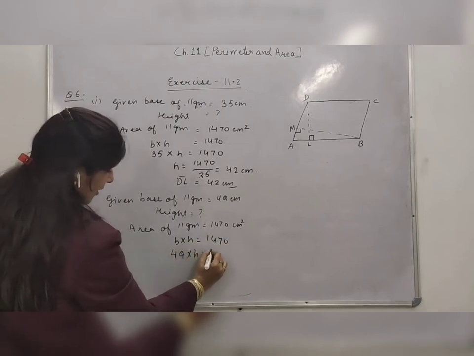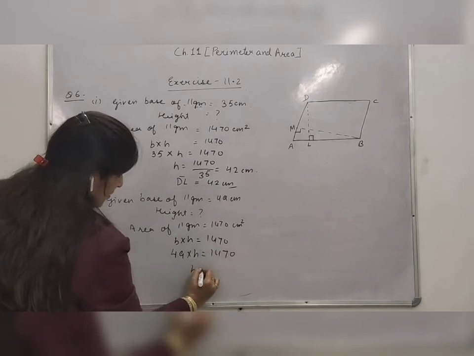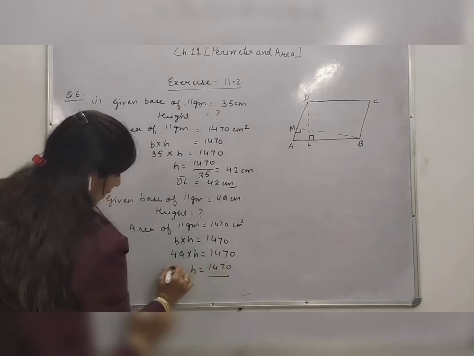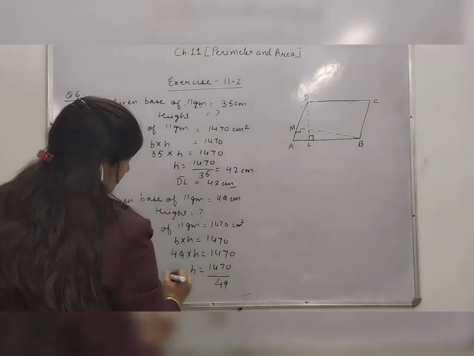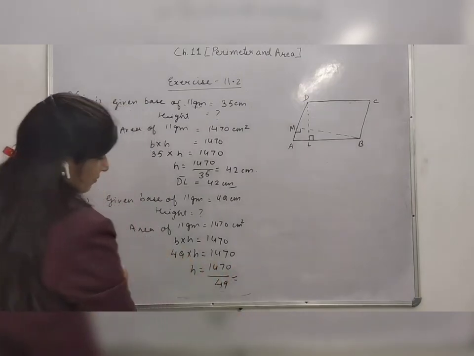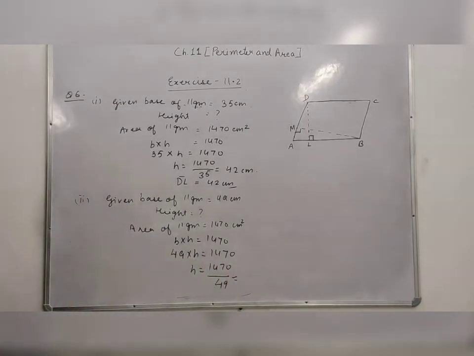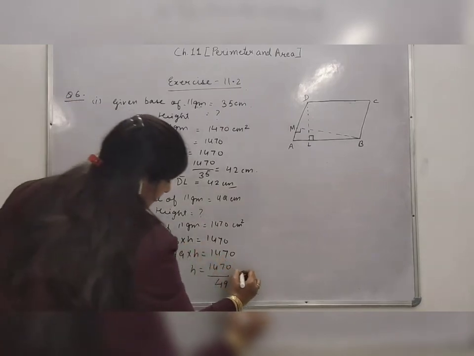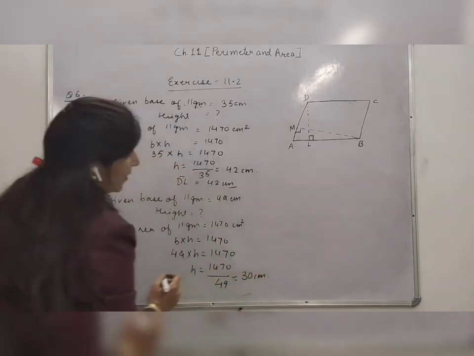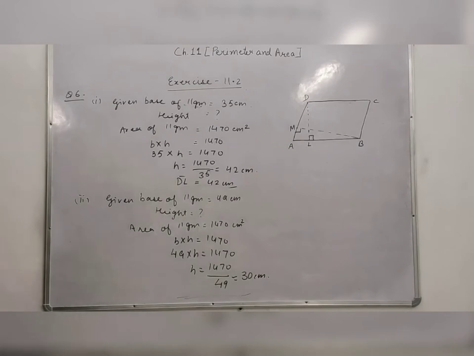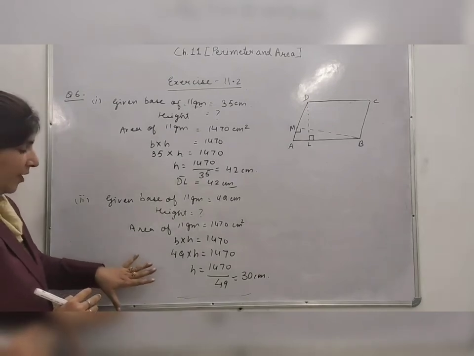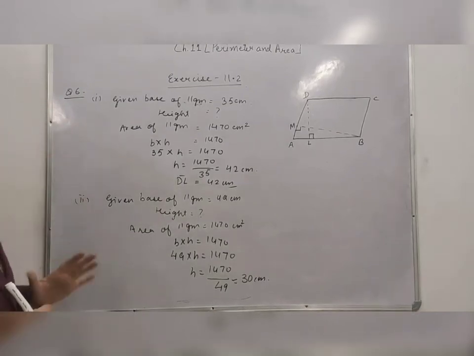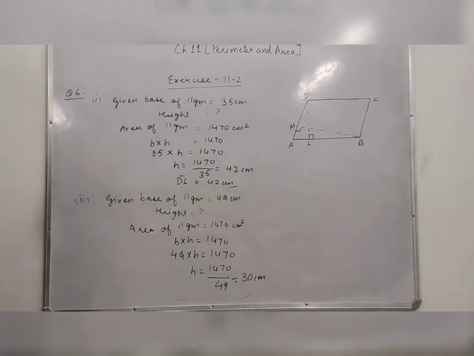Height we need to find out. So h equals 1470 upon 49. What will be the result after solving? That will be 30 centimeter. Means we can say, the BM is 30 centimeter after solving. So this is the answer. This question we can solve in this manner.